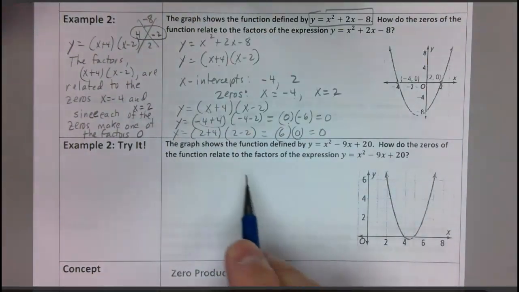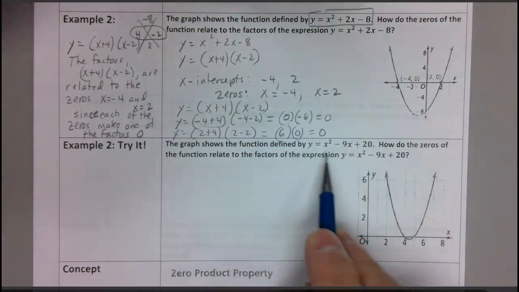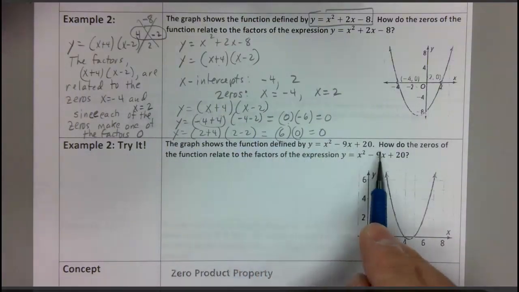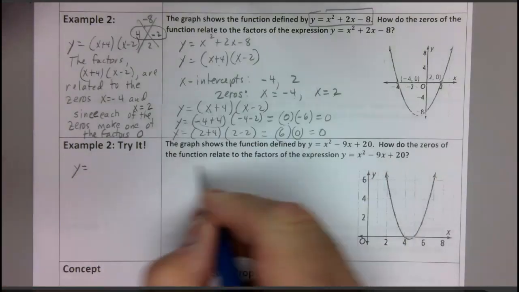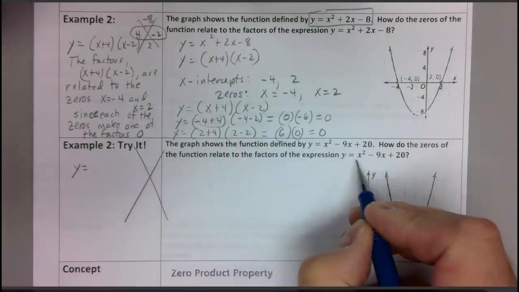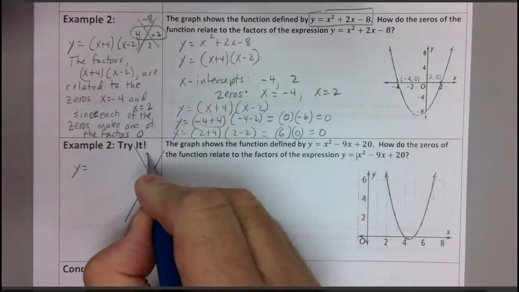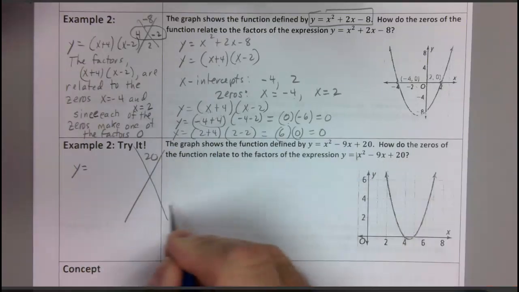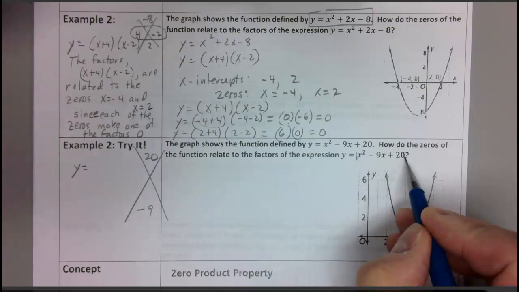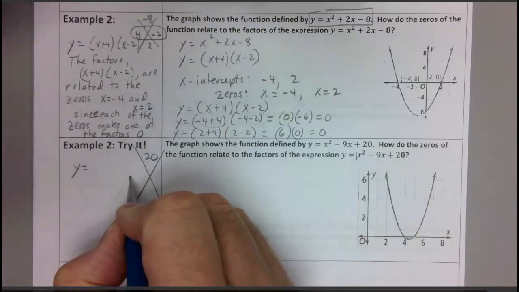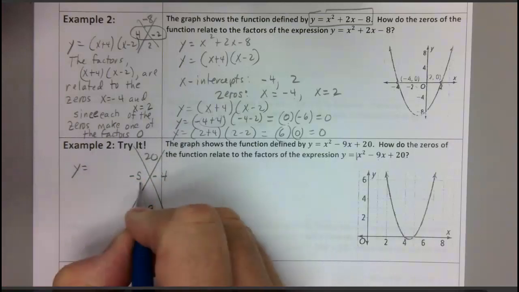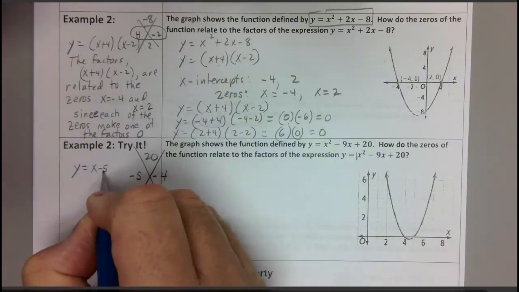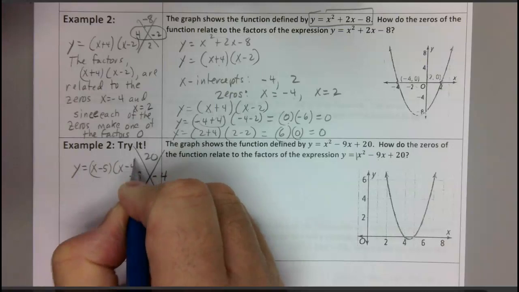So example 2, try it. The graph shows the function defined by x squared minus 9x plus 20. So let's factor this baby out here. So we've got 1 times 20. We're going to unfoil. And we got to get the factors of 20 that add up to give me -9. Of course, that's -5 and -4. So when I factor that, that would be x minus 5 times x minus 4.